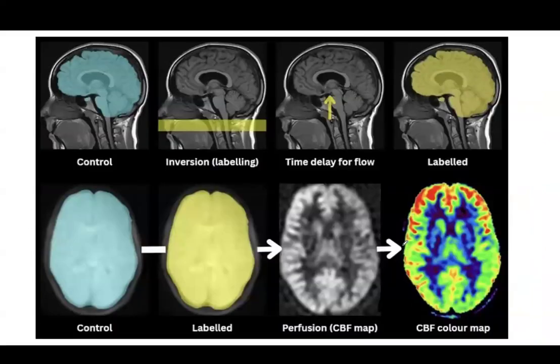So this is how the final color map image will look. Red will usually be hyperperfusion. Green will be normal perfusion. Blue will be low areas of perfusion. Black will be absolutely no perfusion.